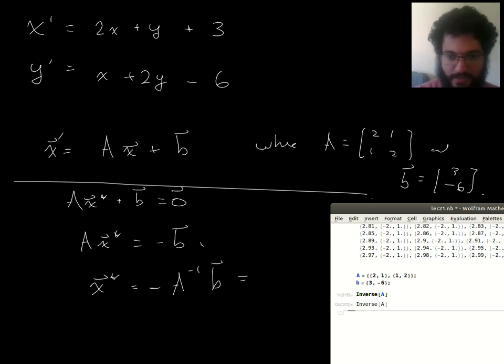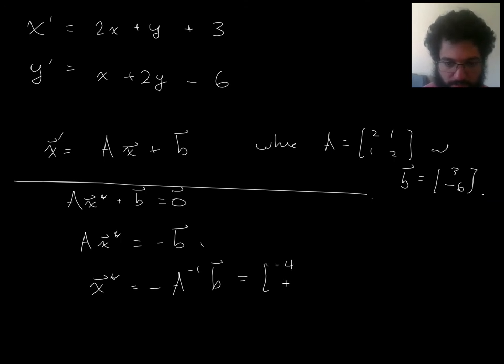So the inverse of A, I can look at what that is. Oops, I have to run this cell. Interesting. I guess I don't really care that much. I want negative inverse of A multiplied by the vector B. And I get negative 4, 5. Cool. So there's my one critical point.